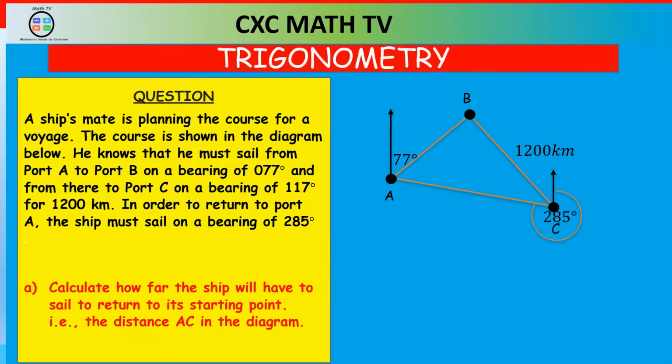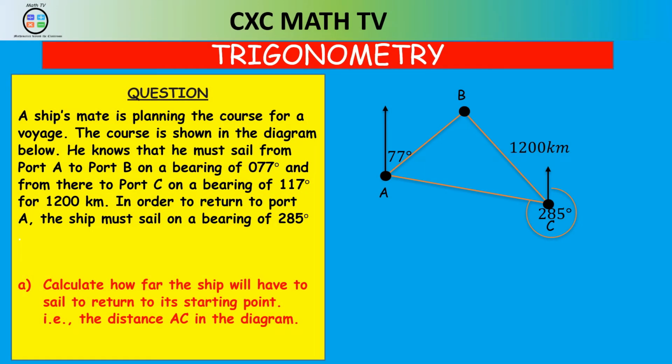Now, the first question says a shipmate is planning the course for a voyage. The course is shown in the diagram below. He knows that he must sail from port A to port B on a bearing of 77 degrees, from there to port C on a bearing of 117 degrees for 1200 kilometers. In order to return to port A, the ship must sail on a bearing of 285 degrees. Calculate how far the ship will have to sail to return to its starting point. That is the distance AC.